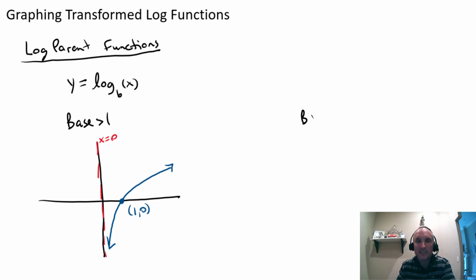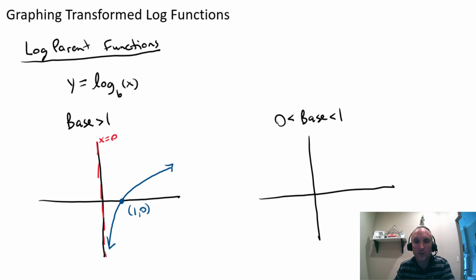If your base b is less than 1 but positive, we're only going to look at positive bases, the good news is you still are going to go through the ordered pair (1, 0) and still have an asymptote where x equals 0. But now it's going to go in the negative direction more and more slowly, and as it goes to the left it's going to get closer and closer to this asymptote. Sorry, that's a bit hard for me to draw. That should be smooth right there. So those are your log parent functions.